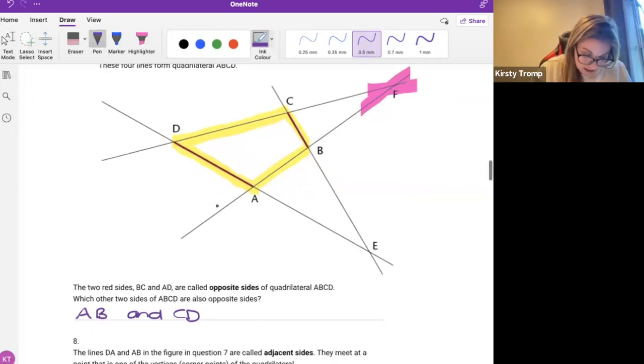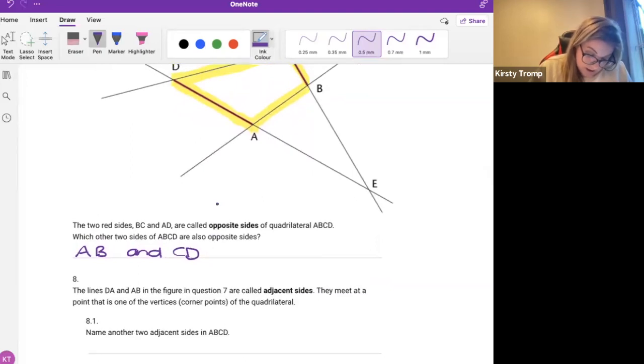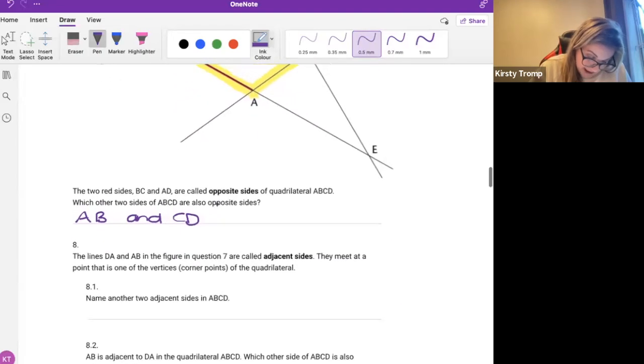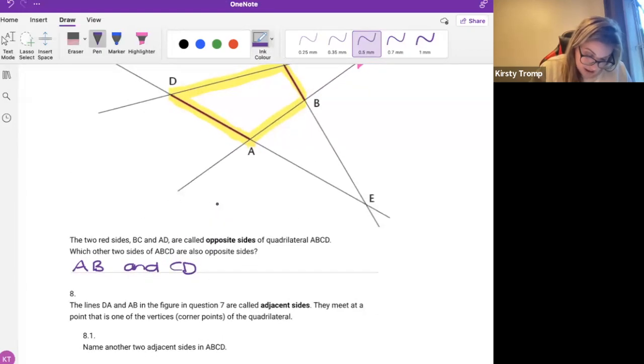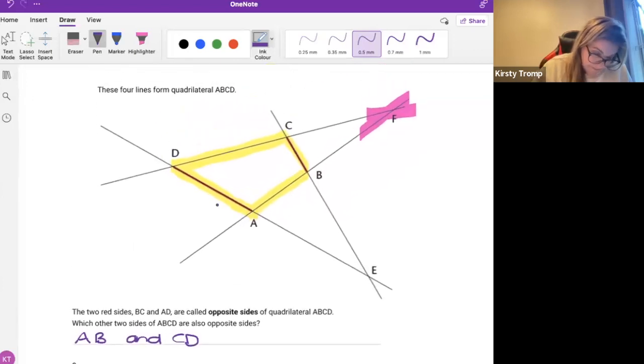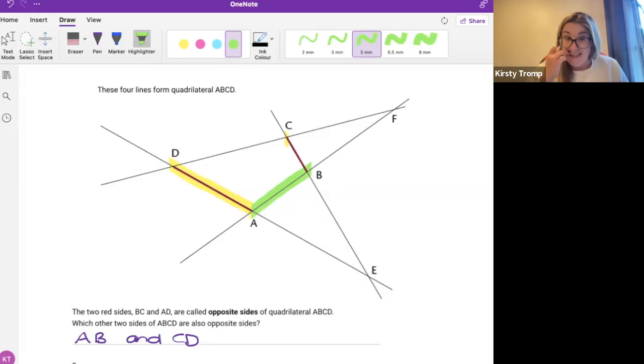Okay, let's move down and look at the next question. It says, the lines DA and AB in the figure are called adjacent sides. So DA and AB. I'm going to highlight those for you again so you can see which lines they are talking about. So they're saying the lines DA, so this side, and AB, I'm going to do it in green for you, are adjacent.